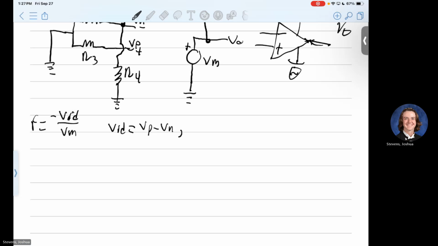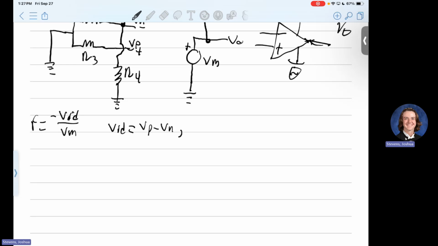Okay. One big thing here is, do you think there's going to be any time when VP is not going to be equal to 0? I don't really think so, because usually the feedback is going back into VN. Here's my question. Y'all have op-amps on your homeworks, right? 5 of them? So to solve those, how did y'all solve those?